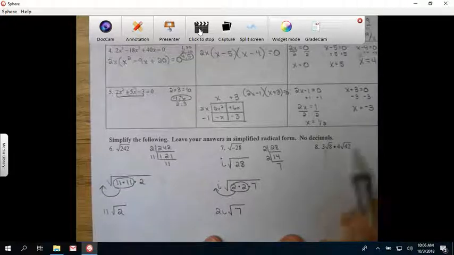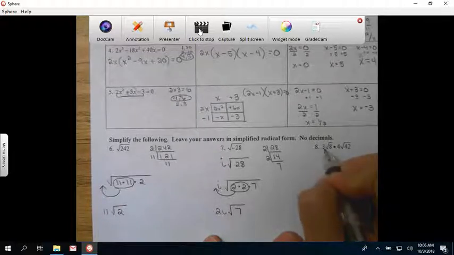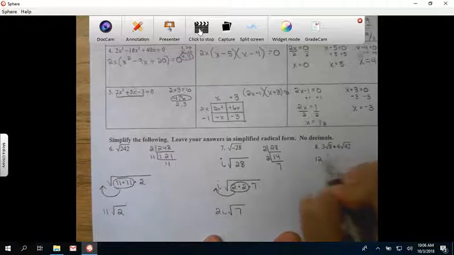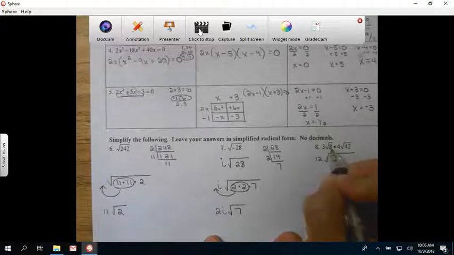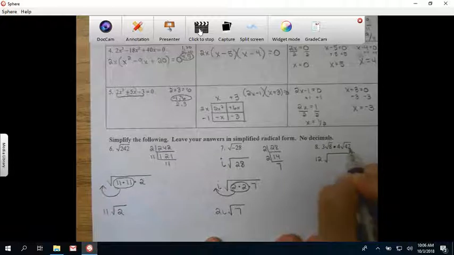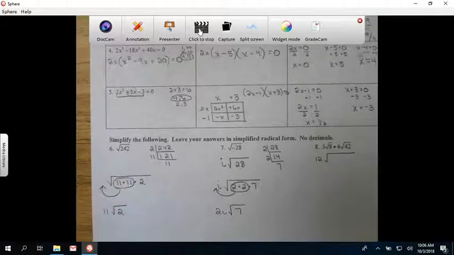Now, when we are multiplying, there's a couple different ways we can do this. We can simplify first, so that way we have smaller numbers, or we can simplify at the end. It does not matter. So I'm going to do my coefficient times my coefficient, and my square root times my square root. So 8 times 42 is going to give me 336.